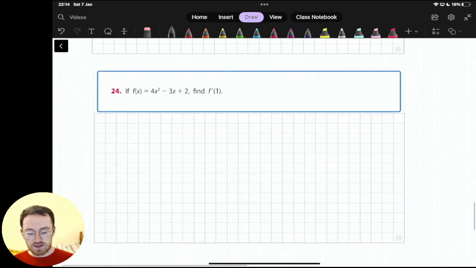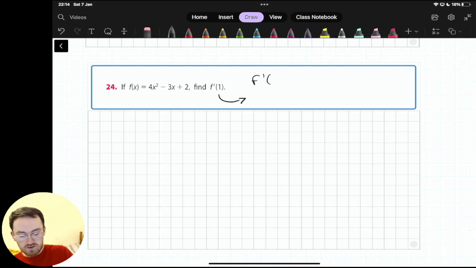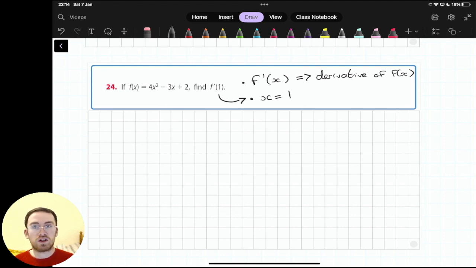Looking at one more example, we're told if f of x is equal to 4x squared minus 3x plus 2, we're asked to find f dash of 1. So we need to first of all make sure that we're clear about what this means. So we know that f dash x is the derivative of f of x. And what they've also told us, the second piece of information they've given us, is that they want us to find it when x is equal to 1.